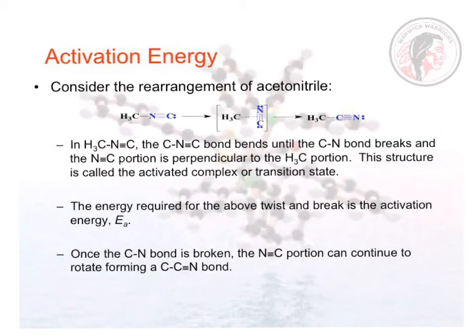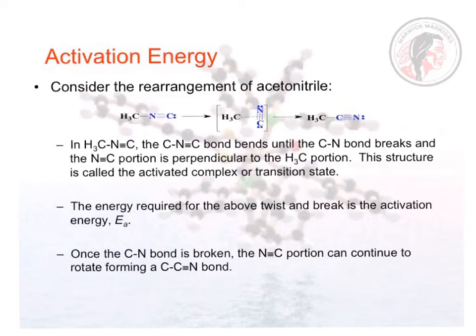Take a look at this specific example. This molecule right here is called methyl isonitrile. And when it reacts, the atoms in that molecule can get rearranged to form something called acetonitrile, which is a molecule that's used in organic synthesis to make pharmaceuticals and pesticides and perfumes, things like that.